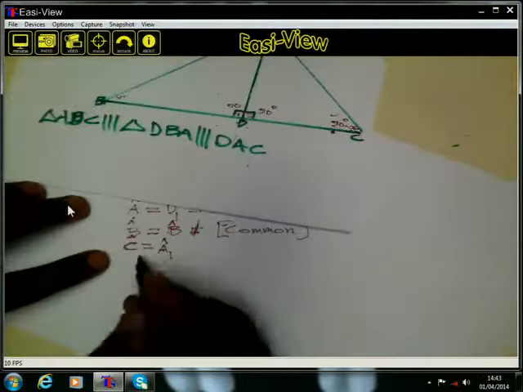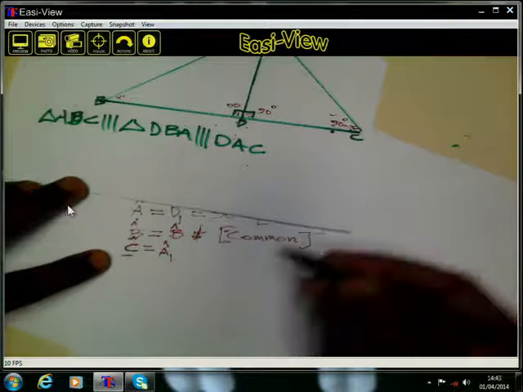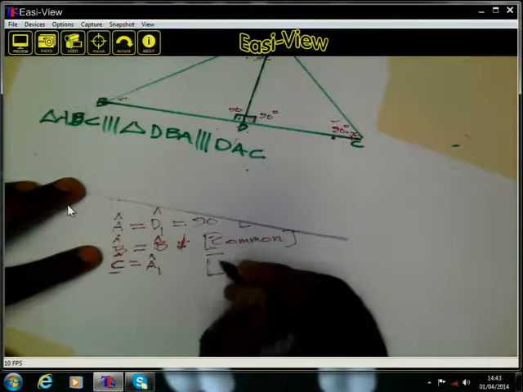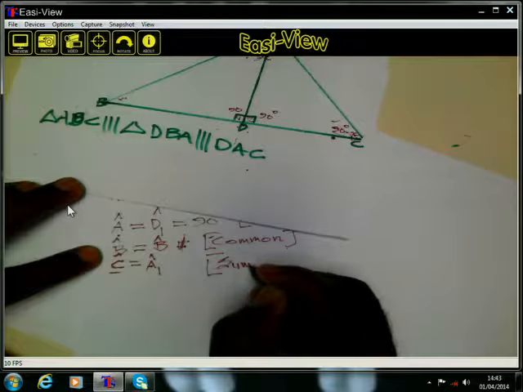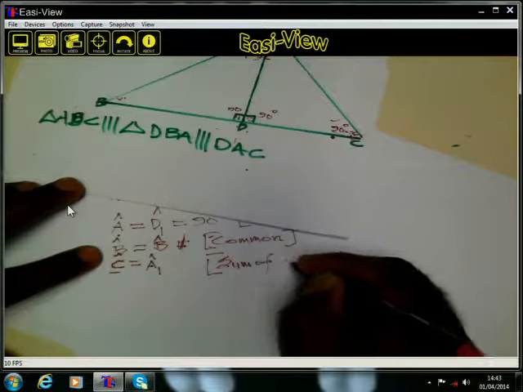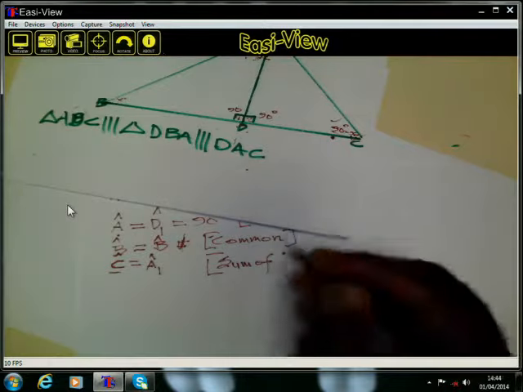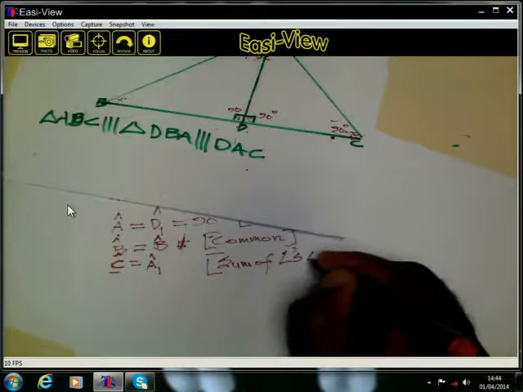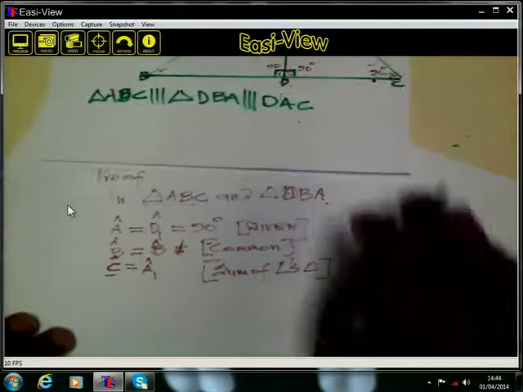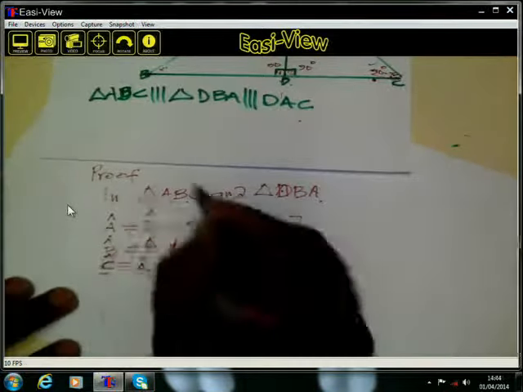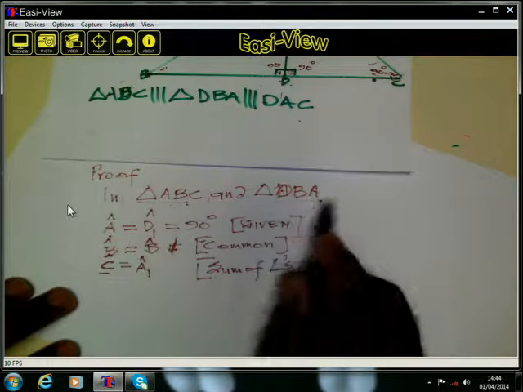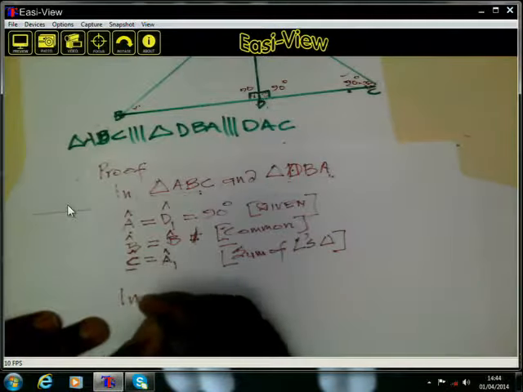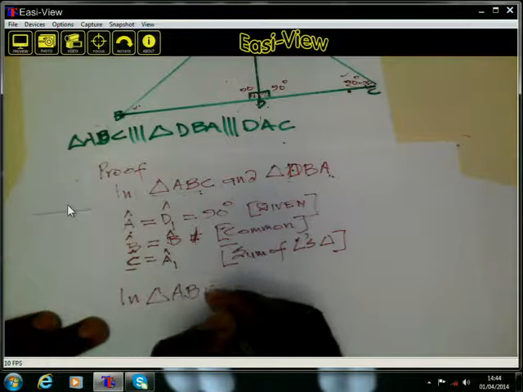But in terms of this, we are looking at C for this angle, which is equal to A1 for that angle. So the reason for that is the sum of angles of a triangle. Remember, we say the sum of angles of a triangle must always give you 180. That is the reason behind it. That was the proof between triangle ABC and triangle DBA. Now, let us go on and take the bigger triangle again. What is this again? Triangle ABC with what triangle this time?